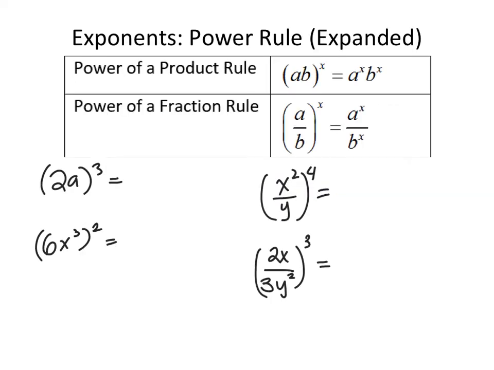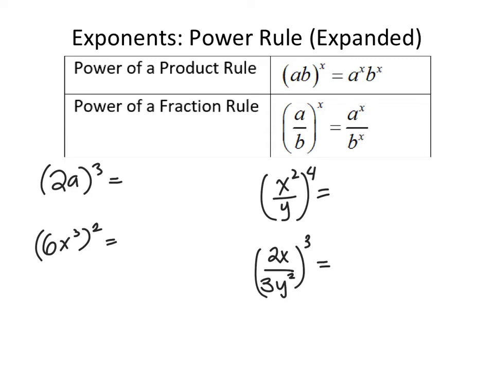Next, we have the expanded or extended power rule. This basically states that if you have an expression, like a product or a quotient within parentheses, and that's raised to an exponent, that exponent will be applied to everything inside the parentheses. And this only occurs when you have a single term inside your parentheses. So it cannot be like x plus y. You don't just distribute it from there. Only if it's a single product or quotient.